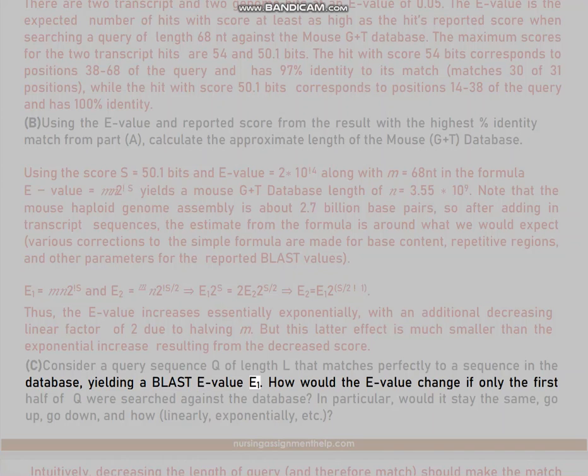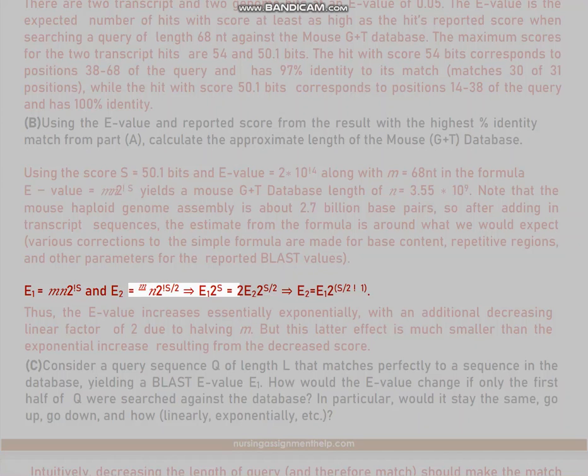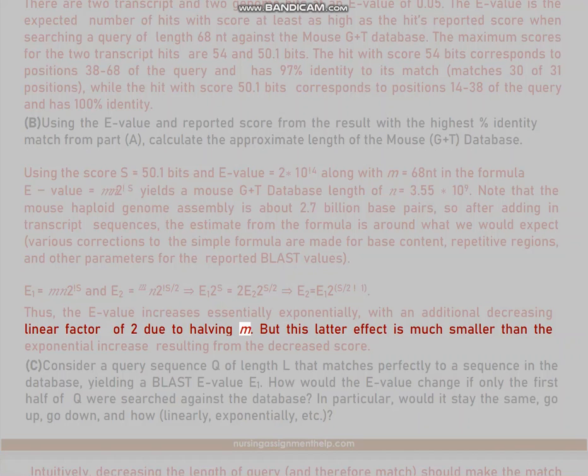How would the e-value change if only the first half of Q were searched against the database? In particular, would it stay the same, go up, go down, and how: linearly, exponentially, etc.? E1 equals M times T times 2 to the minus S, and E2 equals M over 2 times T times 2 to the minus S over 2, so E2 equals E1 times 2 to the S over 2, divided by 2. Thus, the e-value increases essentially exponentially, with an additional decreasing linear factor of 2 due to having M halved. But this latter effect is much smaller than the exponential increase resulting from the decreased score.